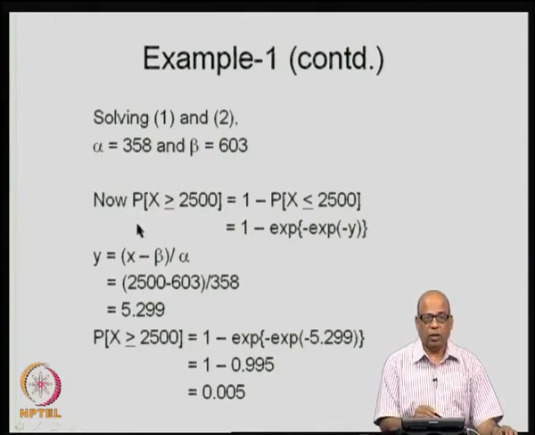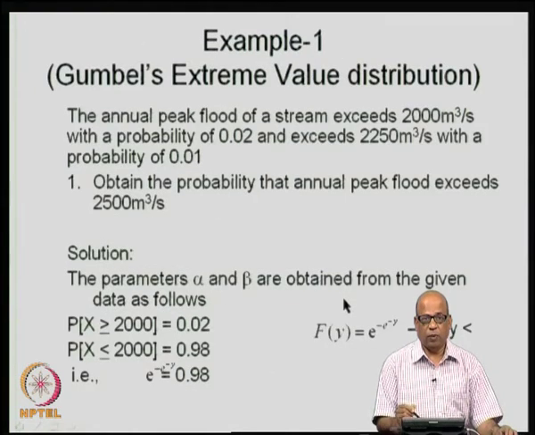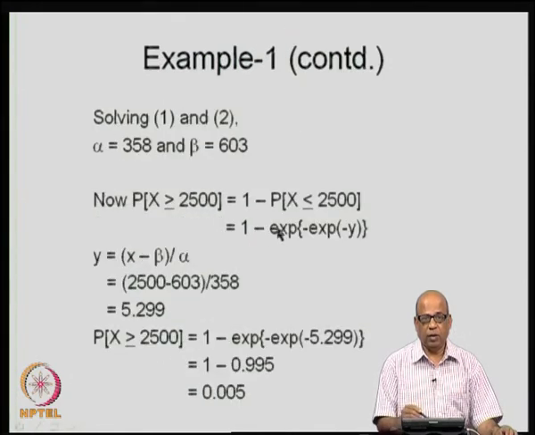Now, we are asked the question: what is the probability that x will be greater than or equal to 2500 meter cube per second? So, we write this as equal to 1 minus probability of x being less than or equal to 2500, which from the expression for F of y we write as 1 minus exponential minus exponential minus y, where y is equal to x minus beta over alpha, and x is that particular value which in this case is 2500, beta we have estimated to be 603 and alpha we have estimated to be 358. So, we get the corresponding value of y as 5.299.